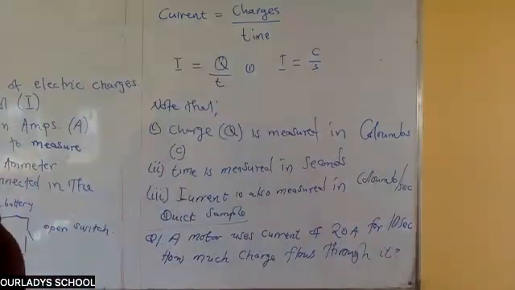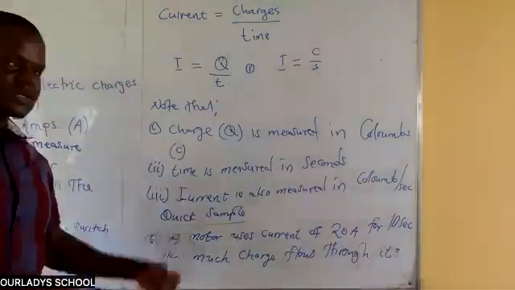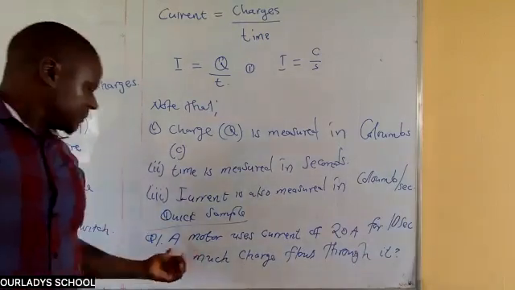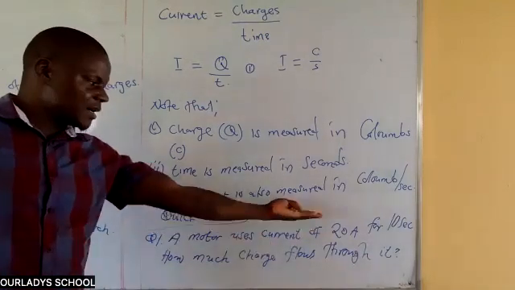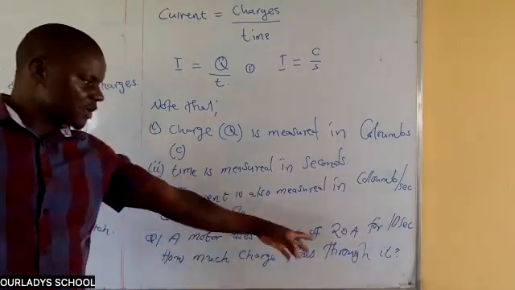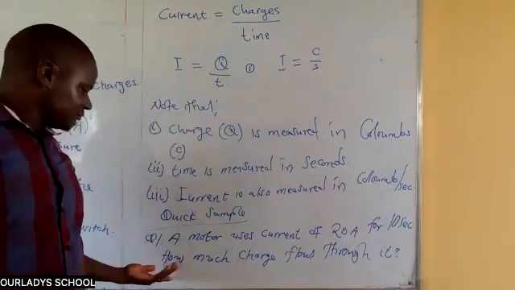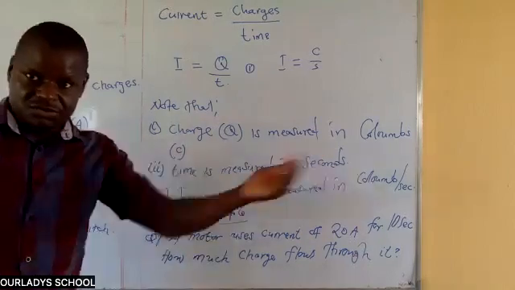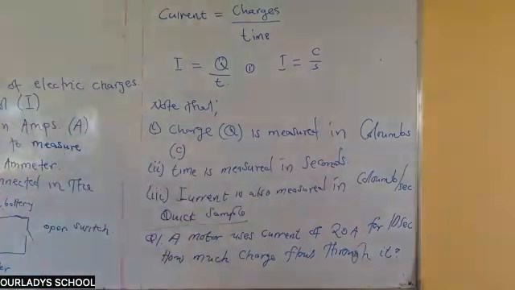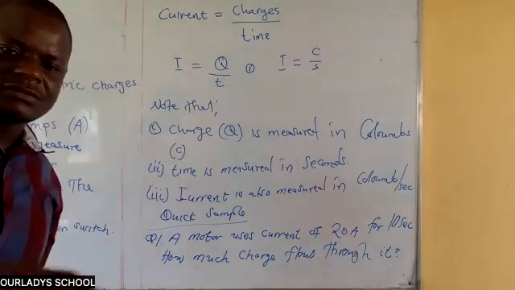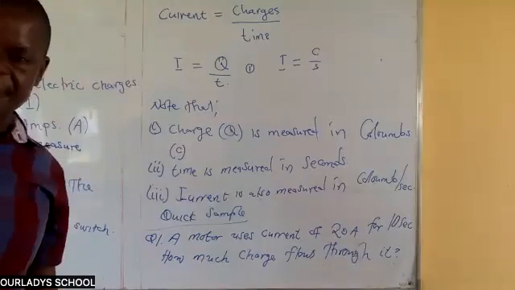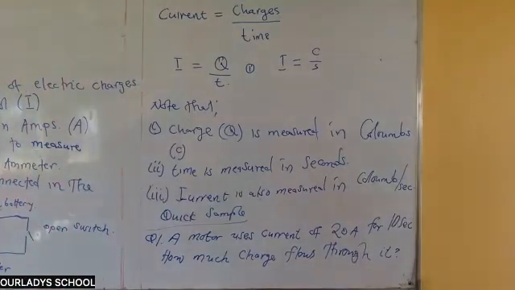You have 30 seconds to solve it. The motor uses a current of 20 amps. It's rated 20 A. It's just turned on for 10 seconds. How many charges have already flowed through the motor? Fast, you solve it. When you solve it, you type the answer there or you put up your hand, and I'll attend to it. 30 seconds.